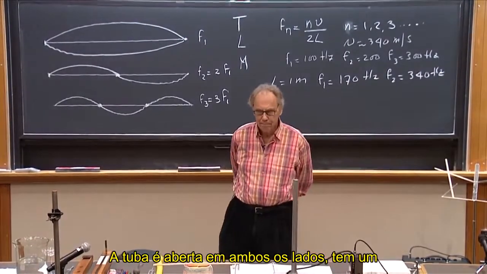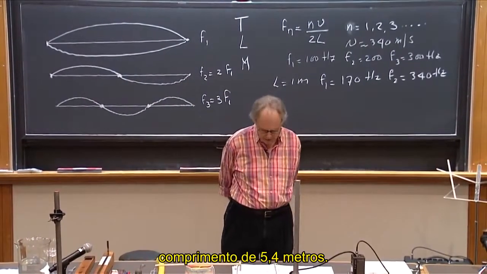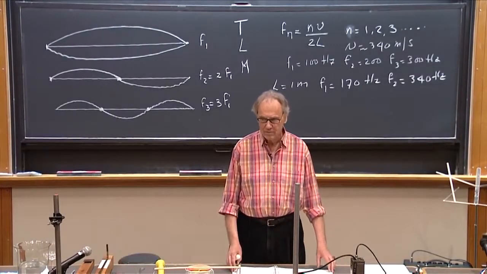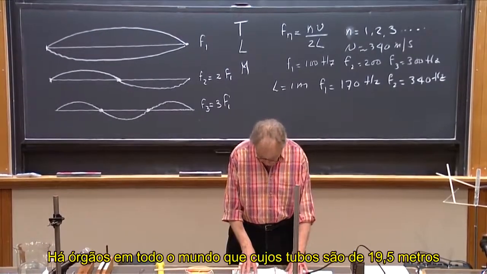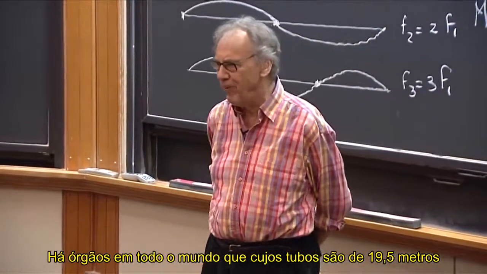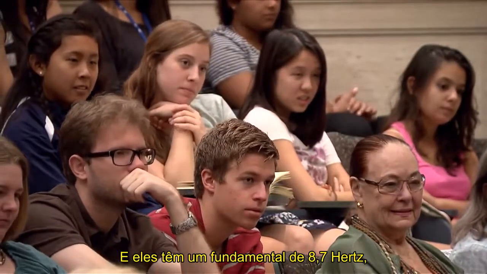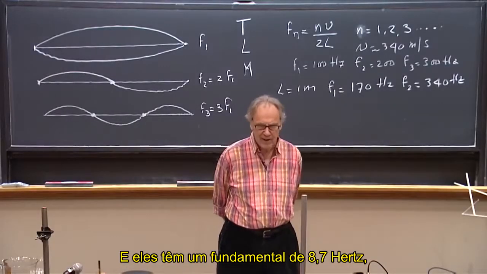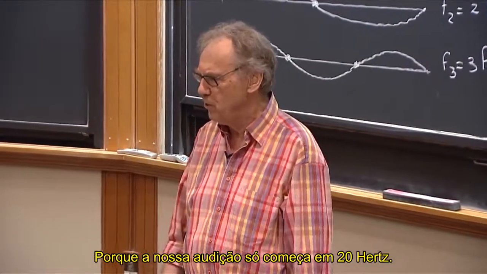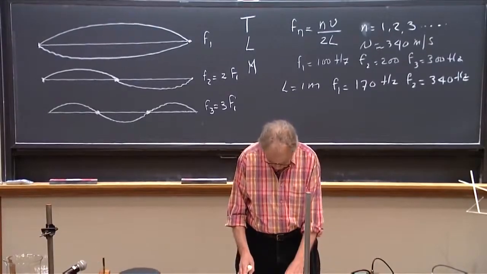A tuba, which is open on both sides, has a length of 5.4 meters, and therefore has a fundamental of 30 hertz. There are 2 organ pipes in the world which are 19.5 meters long, open on both sides, 6 stories. And they have a fundamental of 8.7 hertz, which no one can hear, because our hearing only starts at 20 hertz. Why they were built, I have no idea.